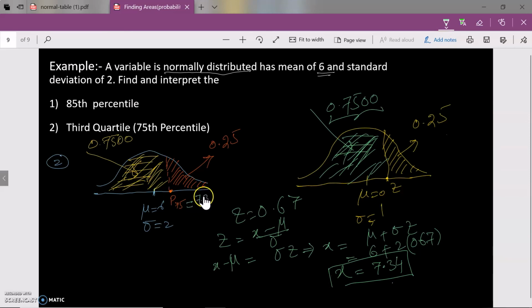It's 7.34. How are we going to interpret this? We're going to interpret this value like this: 25% of the values are above 7.34, and 75% of the values are at or below the value 7.34. So this is very important that you understand how to interpret the 75th percentile. Again, 25% of the values are above 7.34, and 75% of the values are at or below 7.34. So I hope you understand.